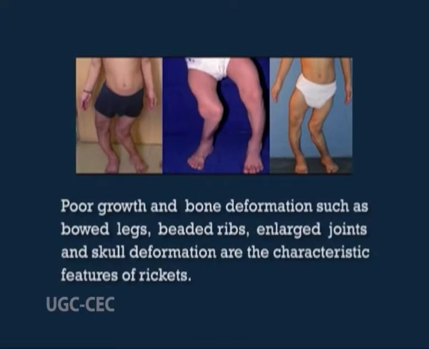Poor growth and bone deformation such as bowed legs, beaded ribs, large joints, and skull deformation are the characteristic features of rickets. The teeth of the children may fail to develop normally because of poor calcification. They may have pits and cracks which render them prone to decay. In young girls, improper formation of the bones of the pelvis may result in difficult deliveries of babies later on in their life.